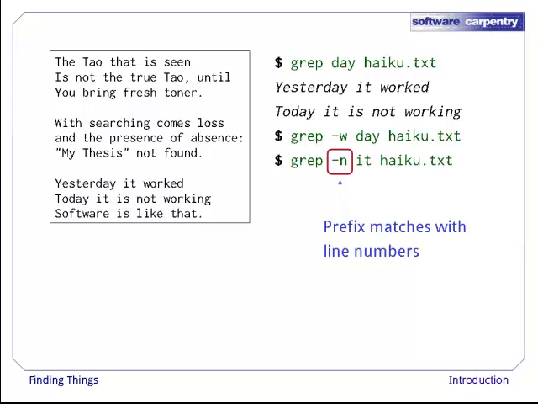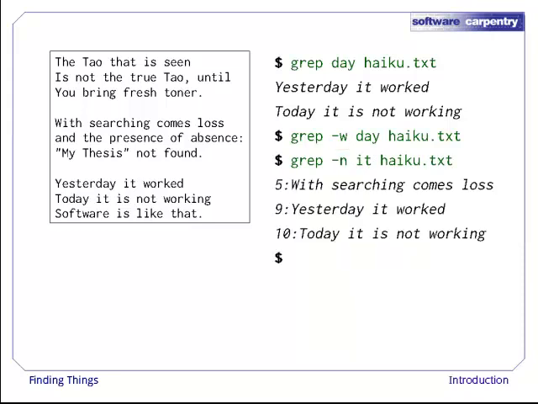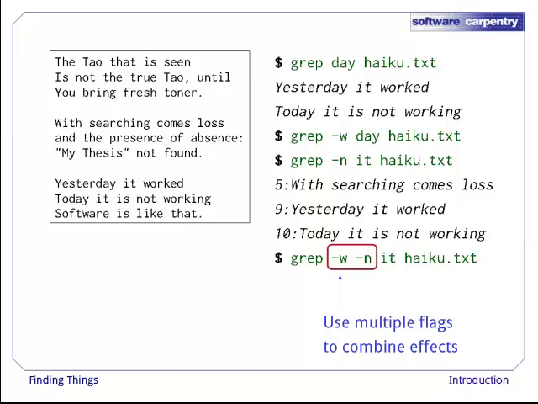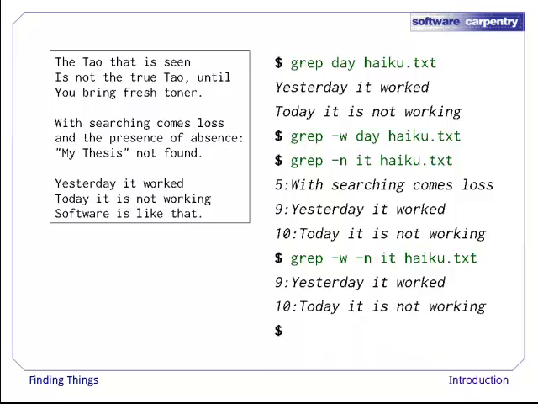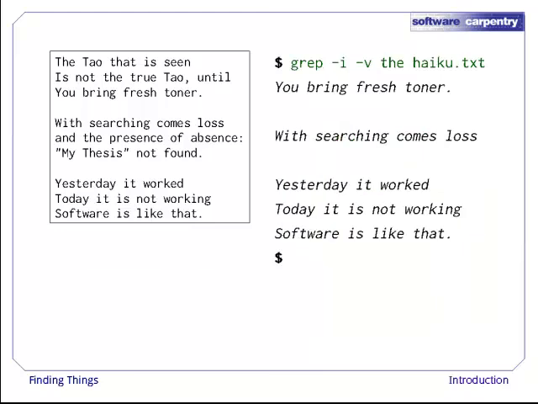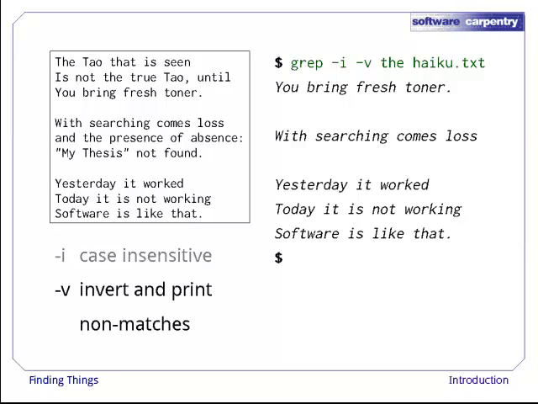Another useful option is -n, which numbers the lines that match. Here, we can see that lines 5, 9, and 10 in the file contain the word "it," or a word that contains "it." As with other Unix commands, we can combine flags to get only whole word matches with line numbers. Here's another example. -i makes matching case insensitive, while -v inverts the match so that it only prints lines that don't match the pattern.